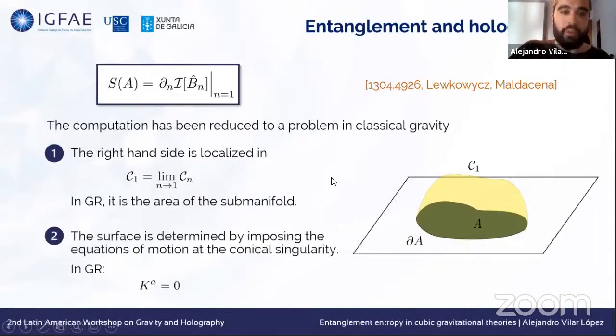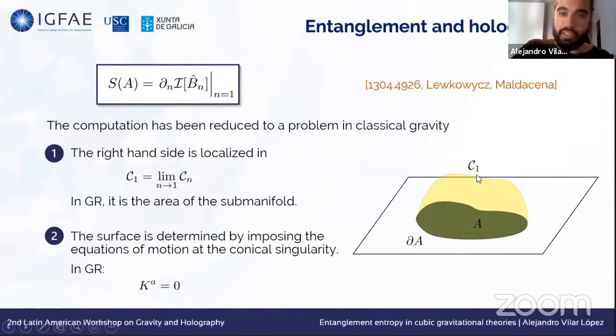And then there's a second part, which is how do you determine the position of the surface for a generic bulk geometry? Well, what they do also in this paper is they consider this regularized conical singularity. They study the equations of motion, and they look at which conditions one has to satisfy for this conical singularity to be a solution of the equations of motion. So what they get is that in general relativity, this surface has to satisfy this condition, which is that the trace of the extrinsic curvatures is 0.